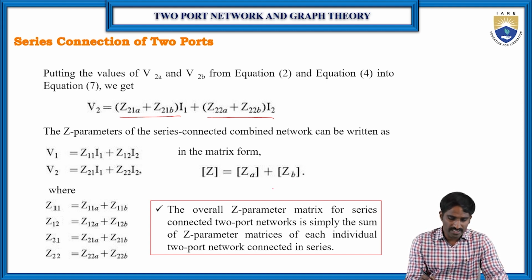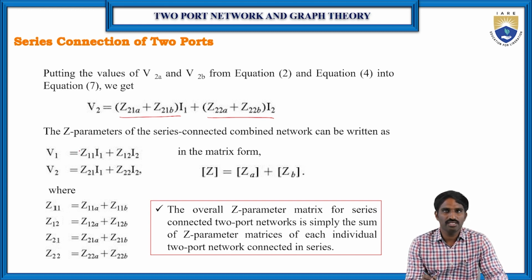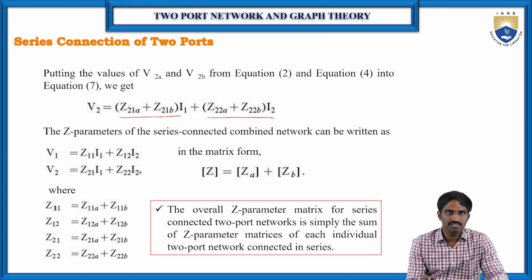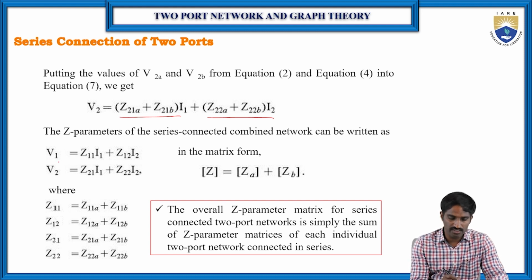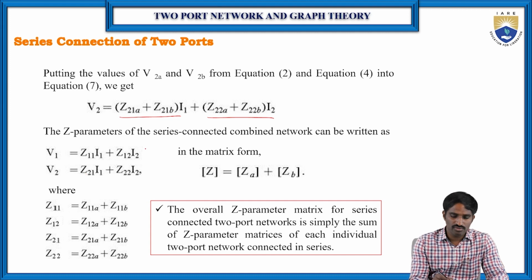So let us write the equations for the resultant network. The input voltage and input current for the resultant network are V1 and I1, and the output voltage and output current are V2 and I2. So here the Z parameters are voltage equations in terms of the current. That's why V1 is equal to Z11 I1 plus Z12 I2, and V2 is equal to Z21 I1 plus Z22 I2. Okay.